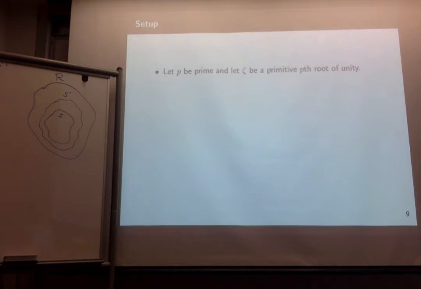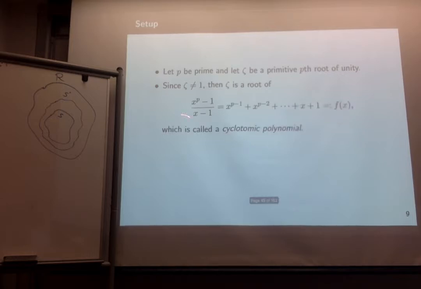So here we go. Some setup. Now that we know a little bit about norm and trace, let p be a prime and zeta be a primitive pth root of unity. Since it's primitive, it's not equal to 1, and so it's a root of the following polynomial. This polynomial is called the cyclotomic polynomial. As a fact, which I won't prove, this polynomial is irreducible over Q. So what does that mean?